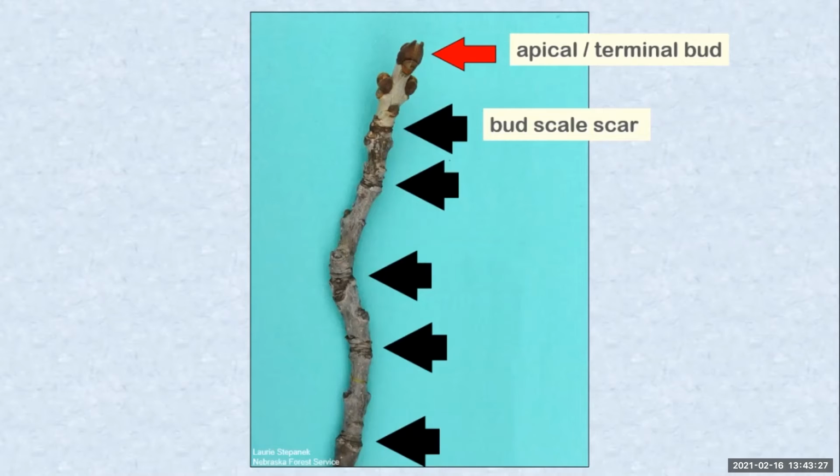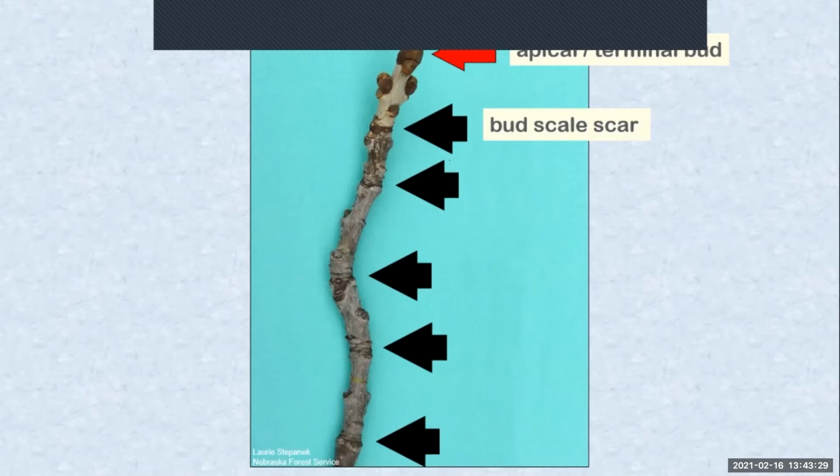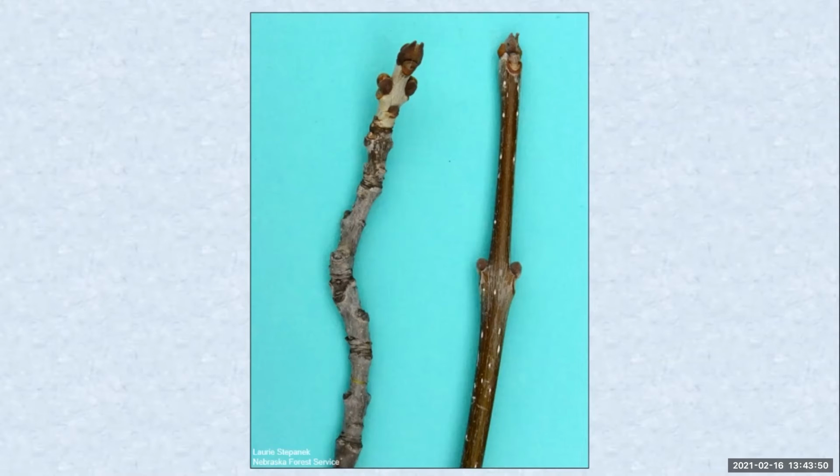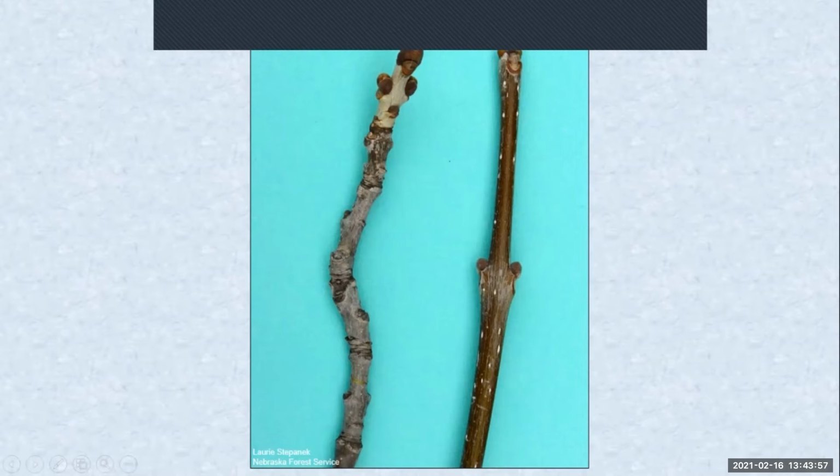So this twig is showing 5 years of growth on just one short twig. Now, if we look at this twig over here, how many years of growth do we have on this twig? And I usually have all the master gardeners raise their hand when I say, is there 1 year's worth of growth or 2 years worth of growth? And in this case, there's only 1 year's worth of growth on this twig.